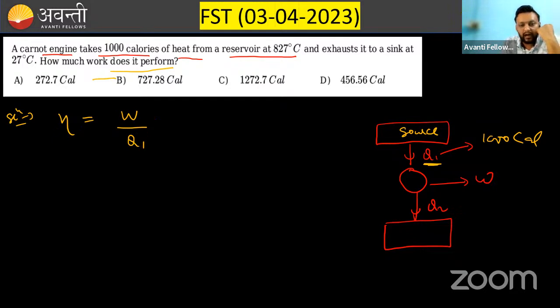Efficiency is work done over input. This is how efficiency is represented. Now we know the value of Q1, and we want to calculate W. Only efficiency is needed. If we can get efficiency, we will get the result.